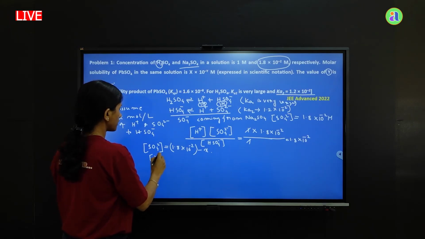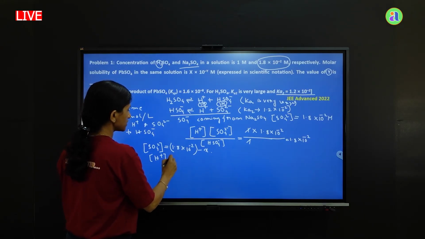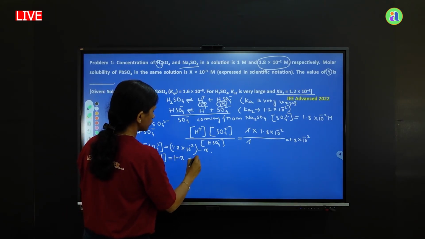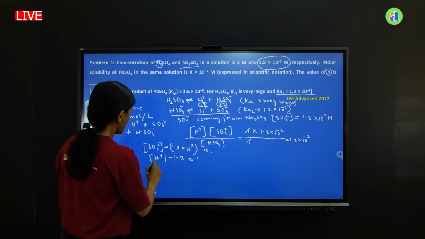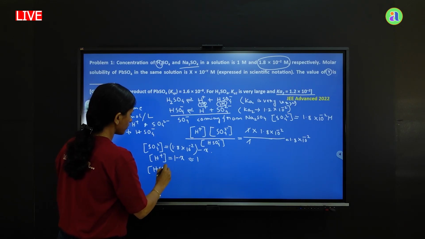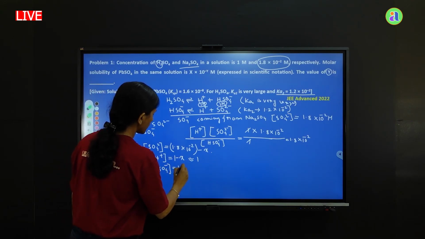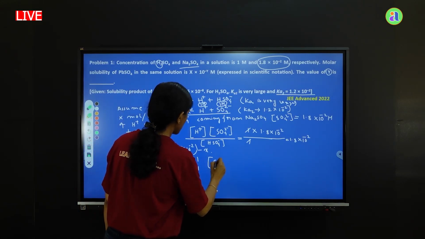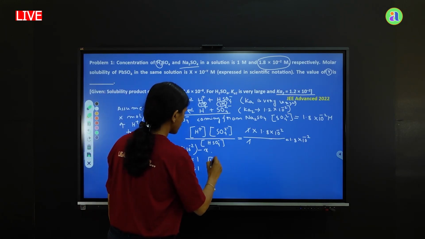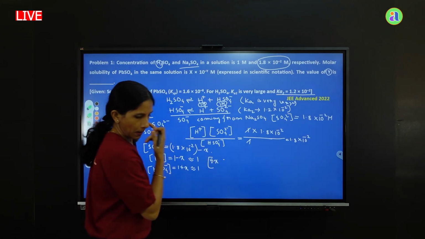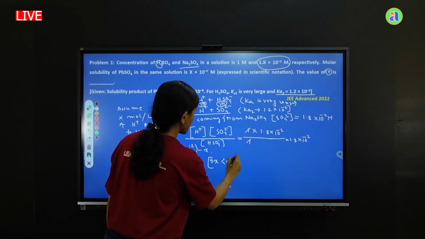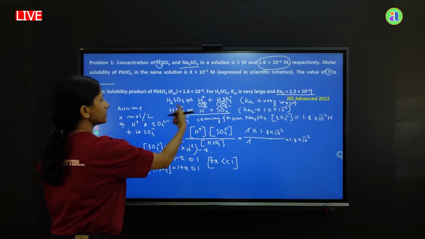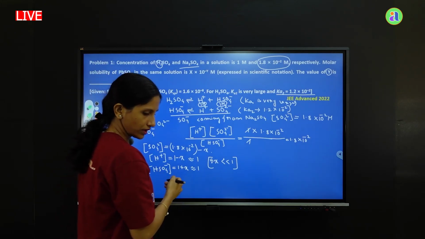And similarly for H plus, the concentration we can write as 1 minus x, which can be equal to 1, and again for HSO4 minus, the concentration could be 1 plus x, which is again equal to 1, and this can be true only if x is much less than 1, right?